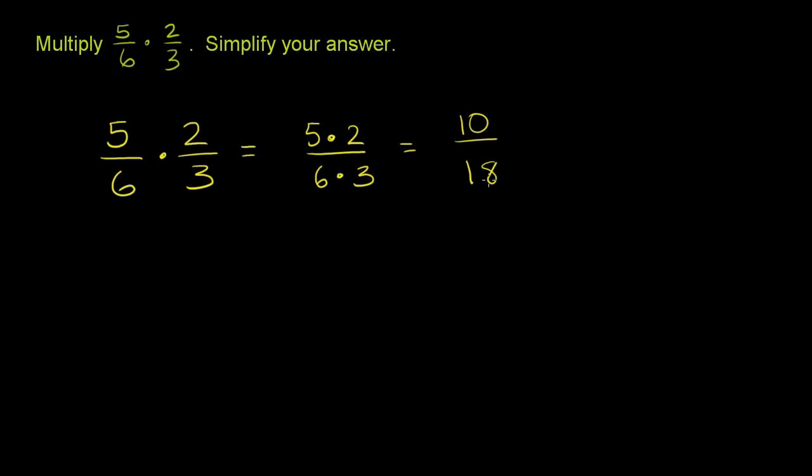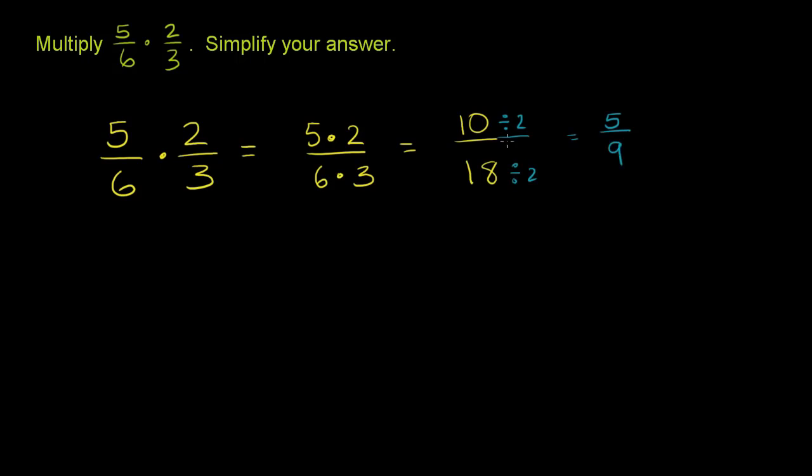It is 10/18. But when you look at these two numbers, you might immediately see that they share some common factors. They're both divisible by 2. So if we wanted in lowest terms, we want to divide them both by 2. So divide 10 by 2, divide 18 by 2. And you get 10 divided by 2 is 5. 18 divided by 2 is 9.